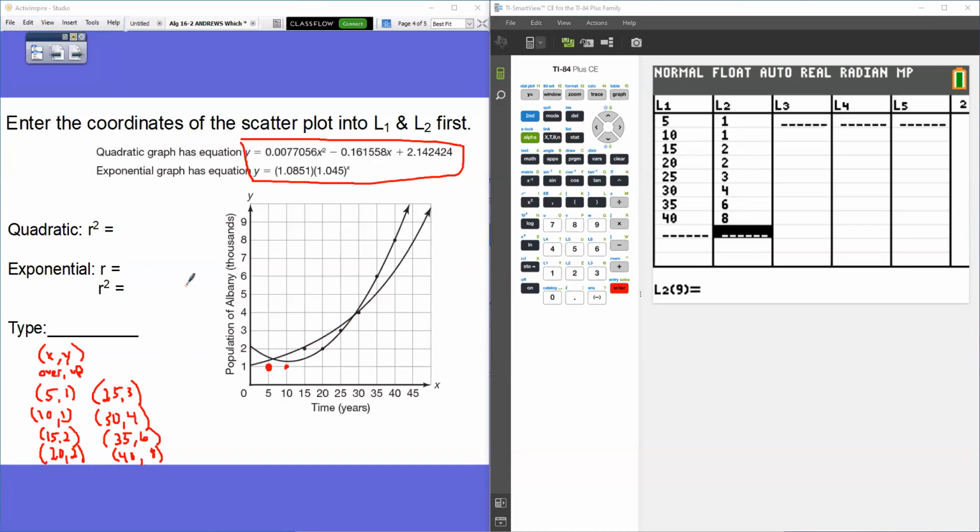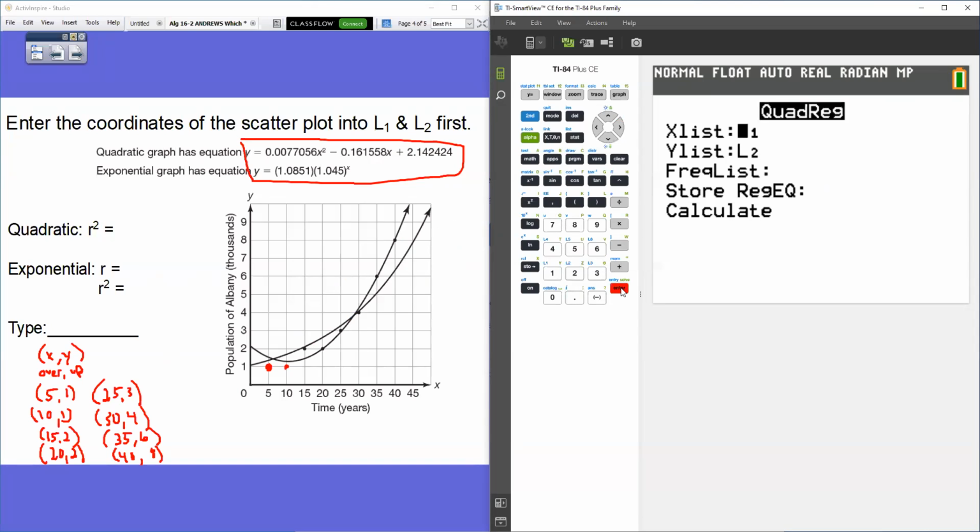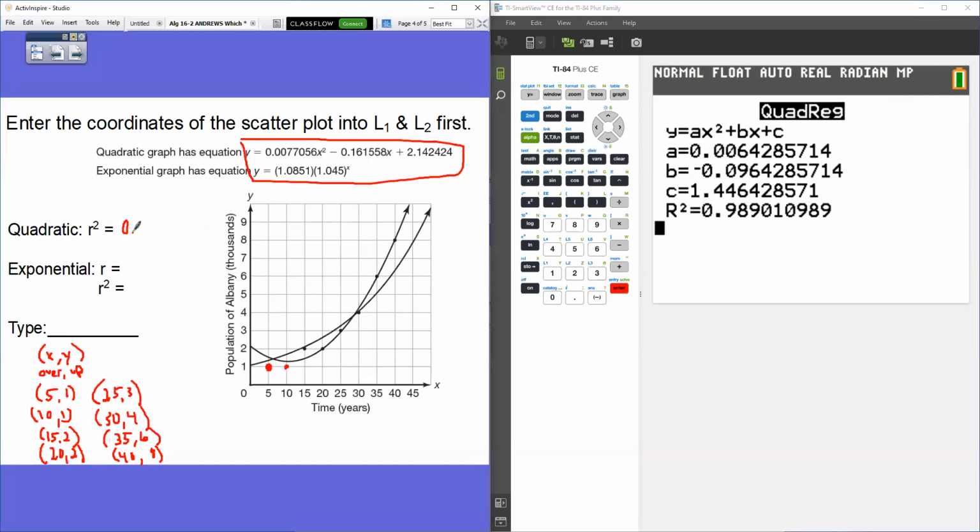So now you're going to go through that same exact process that we just did. Stat calc. We're not going to do linear here. Your only choices are quadratic or exponential. So we don't have to do number 4. We're just going to go right down to number 5, the quadratic. And our R squared value is 0.989. Just going to write down the first 4 numbers.